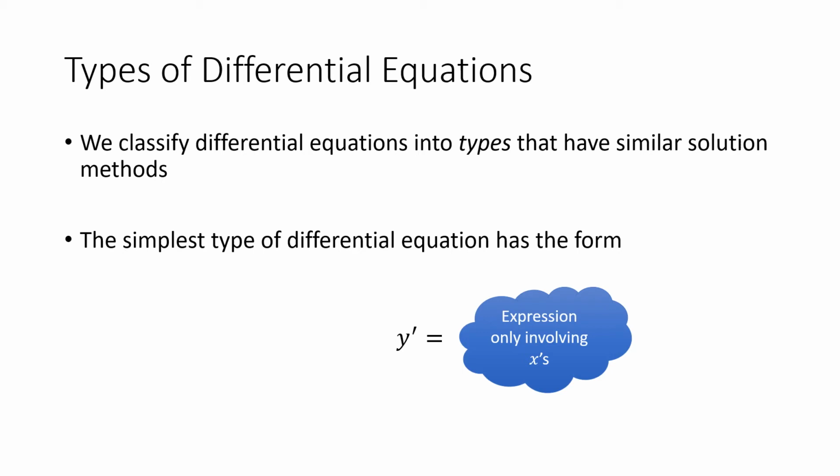Because if we know what y prime actually equals, then we can figure out y by taking an antiderivative. So y here is going to be the antiderivative of whatever that expression was.